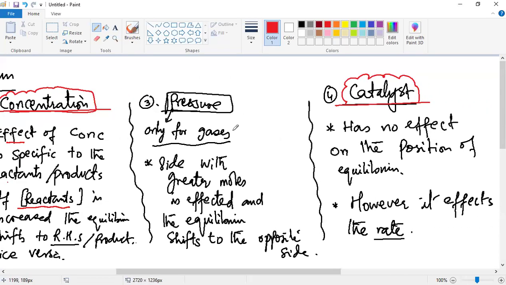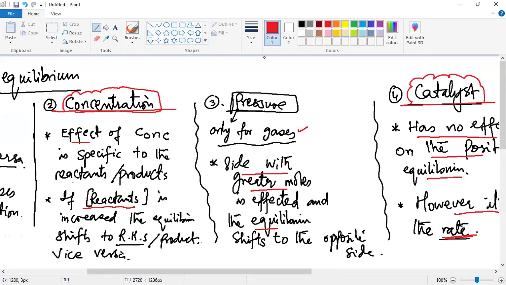Pressure is only for gases, and it affects the side with greater number of moles, and the equilibrium shifts to the lower mole side. Whereas pressure also increases the rates of all reactions. In fact, its effect is like temperature itself. Catalyst does not affect the equilibrium position because catalyst increases the rate of forward and backward reactions equally. Therefore, equilibrium position does not get affected, but the rates of reaction would increase in presence of catalyst and will decrease in the absence of catalyst.